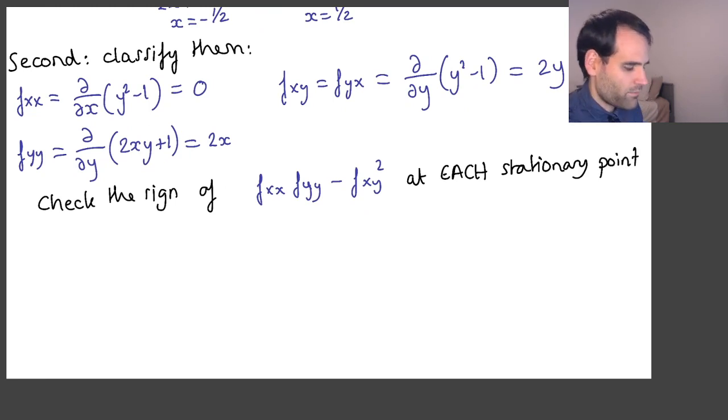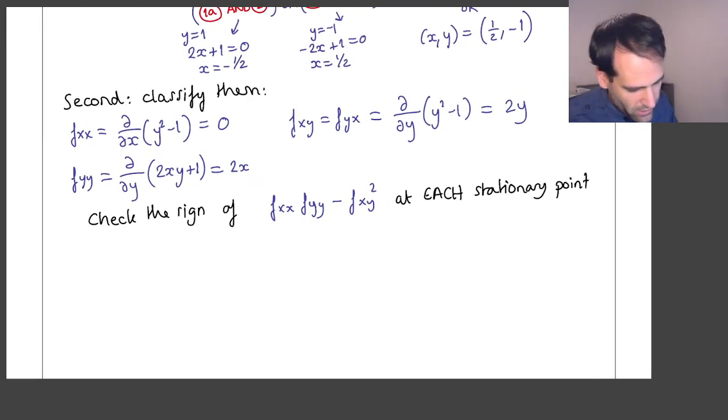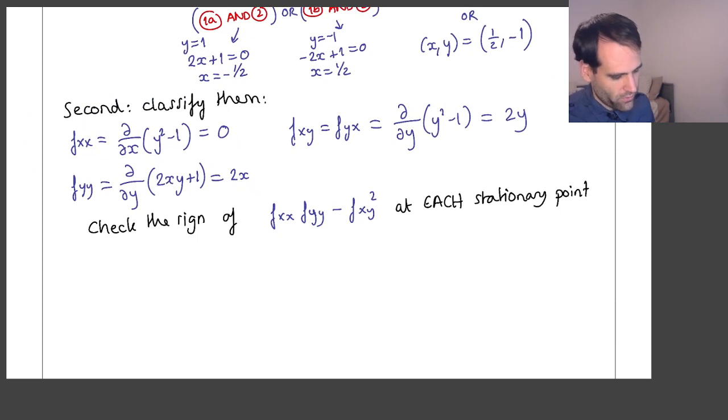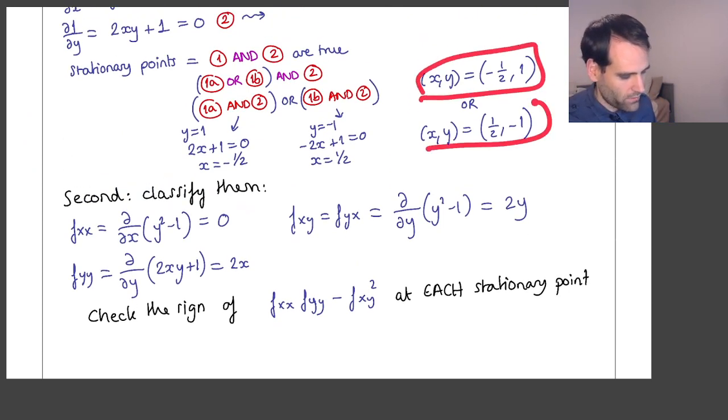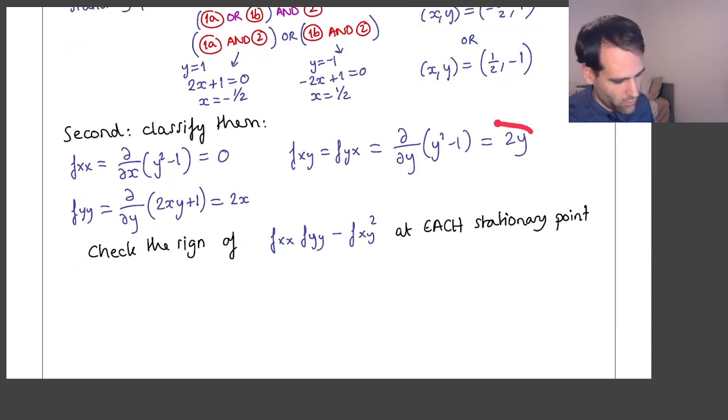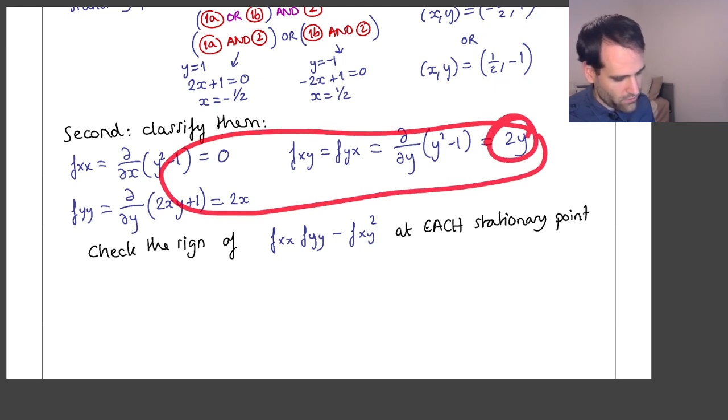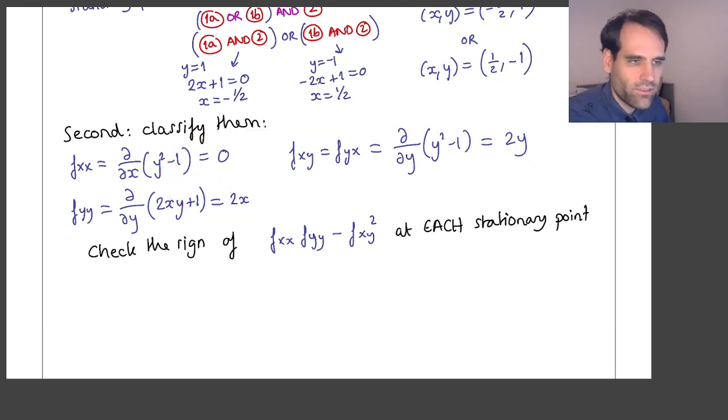So what does this mean? This means that I need to substitute the values x, y of the point into the second order partial derivative. So wherever there is an x, I substitute the x, and wherever there is a y, I substitute the y.